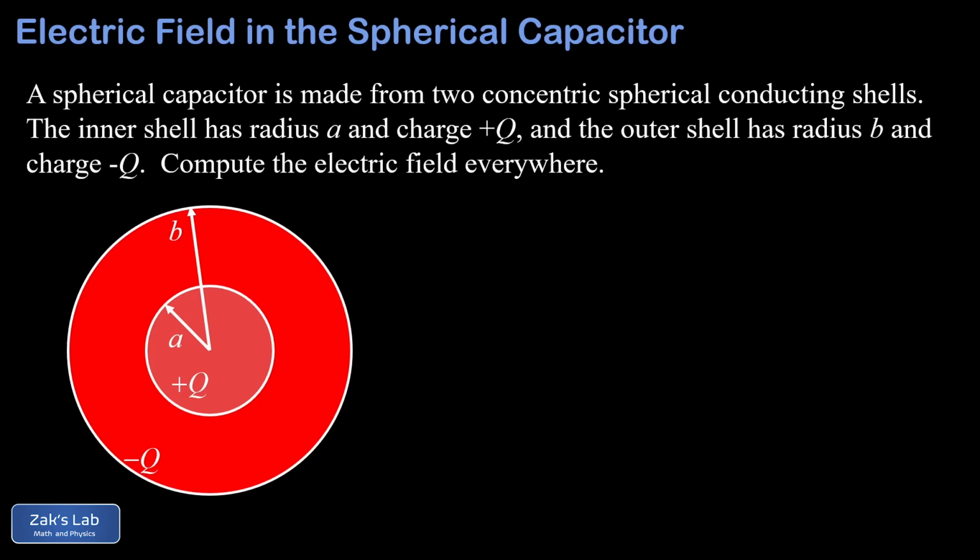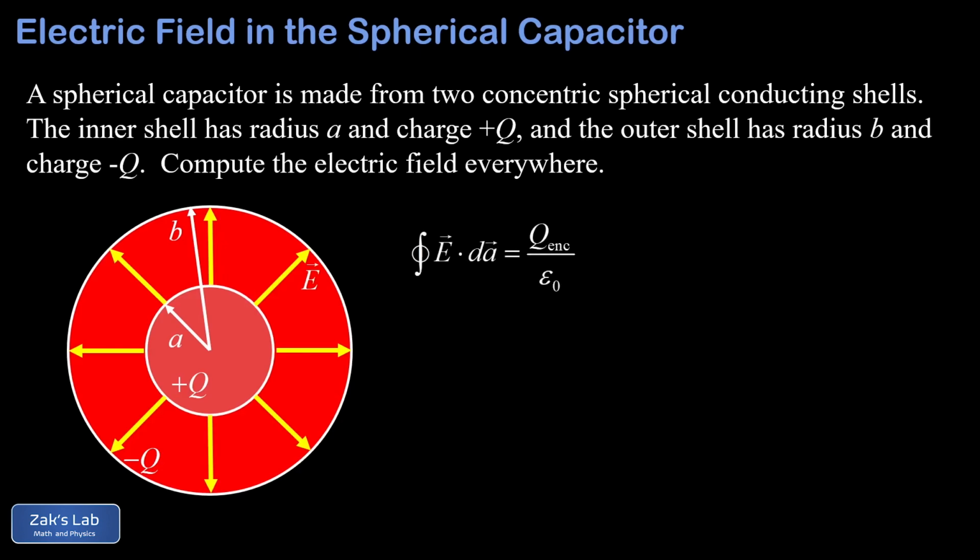And the spherical symmetry of this distribution tells us that the electric field should point radially outward. Now, to find the electric field magnitude between the two shells, we're going to invoke Gauss's law. Gauss's law says the electric flux through a closed surface, that's the integral on the left of E dotted into dA, is equal to the enclosed charge divided by epsilon 0. And I'll post a link at the top to the derivation of Gauss's law.